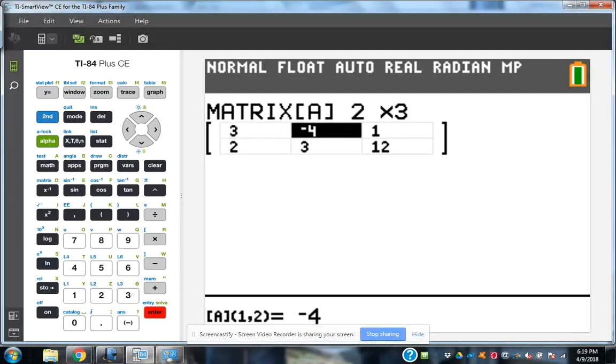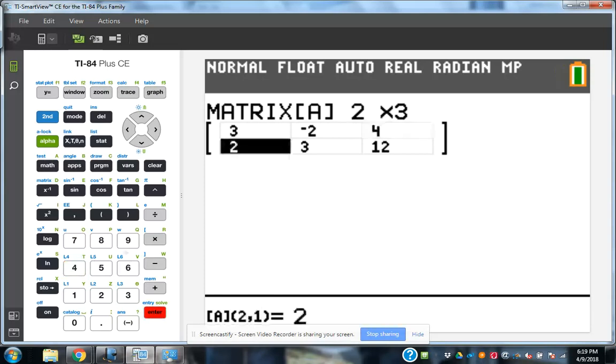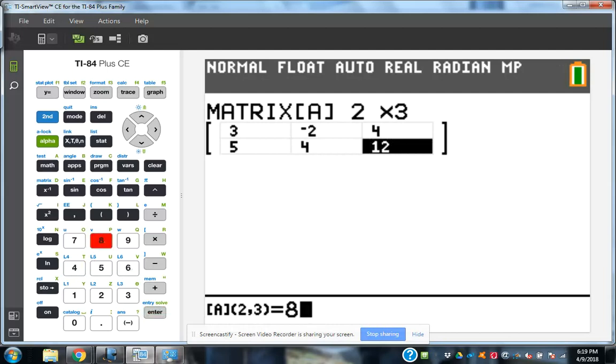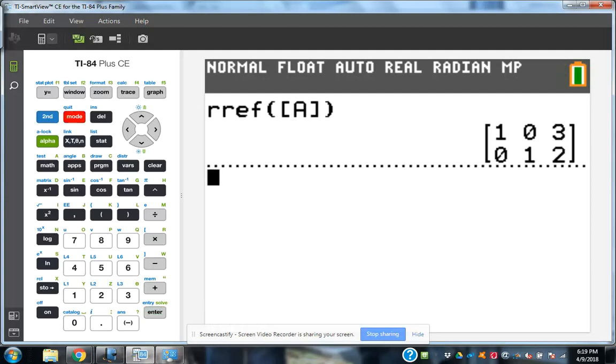So 3, negative 2, 4. Then you got 5, 4, 8. And just check, make sure you got that matrix in there correctly. And then I need to do RREF on that again.